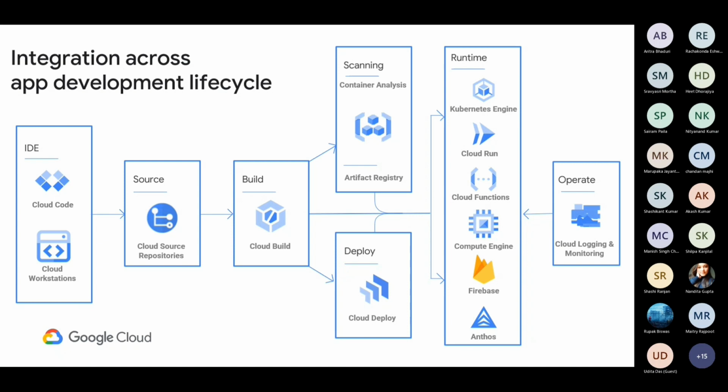Like our Git, they have Cloud Source Repositories. This is like a Git. There is Cloud Build, Artifact Registry. This is similar to our Docker Hub. So they have their Docker Hub, Artifact Registry. Then there is Cloud Deploy for deploying our code. And for the runtime, they have Kubernetes Engine, Cloud Run, Cloud Functions, Compute Engine, Firebase, and these things. And for monitoring, they have Cloud Logging and Monitoring. So they have one or many applications for all those development lifecycle stages.